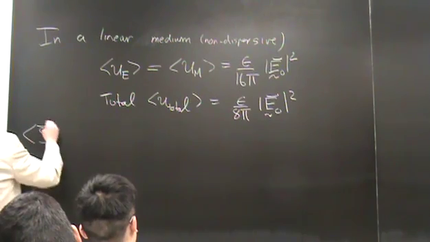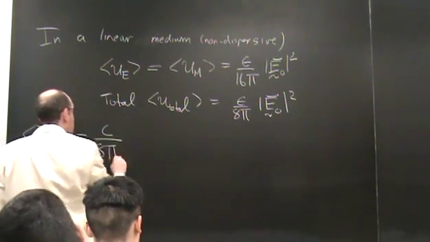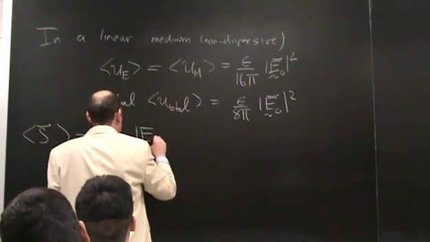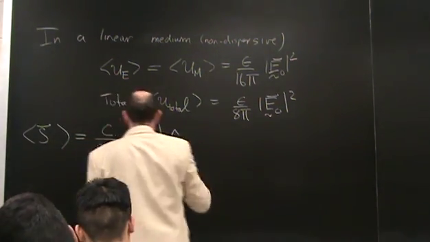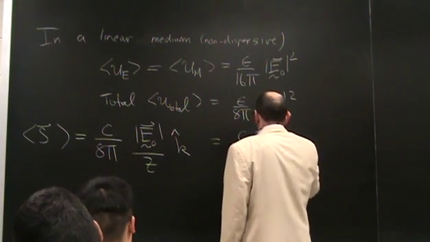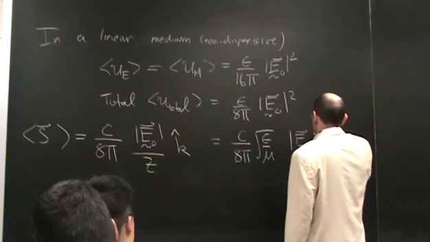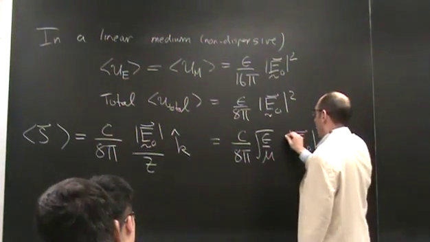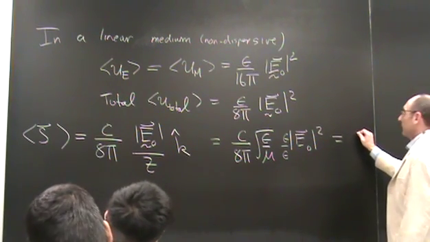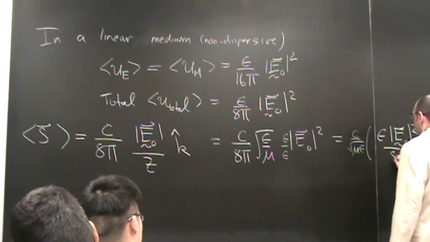So if we look at the time average Poynting vector, which we said was equal to c over 8 pi times E naught squared over z in the direction of propagation, and we plug in z equal to the square root of mu over epsilon and multiply top and bottom by epsilon, then what we see is that this is equal to c over the square root of mu times epsilon, times E squared over 8 pi, in the direction of propagation.